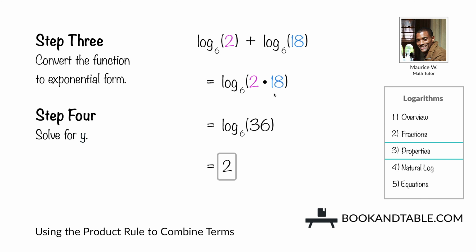So we find that log base 6 of 2 plus log base 6 of 18, which is equal to log base 6 of 36, is equal to 2. So we use the product rule to take two logarithmic terms and combine them into a singular logarithmic term. And then we were able to simplify that logarithmic term by converting it to exponential form, leaving us with a singular term, positive 2.